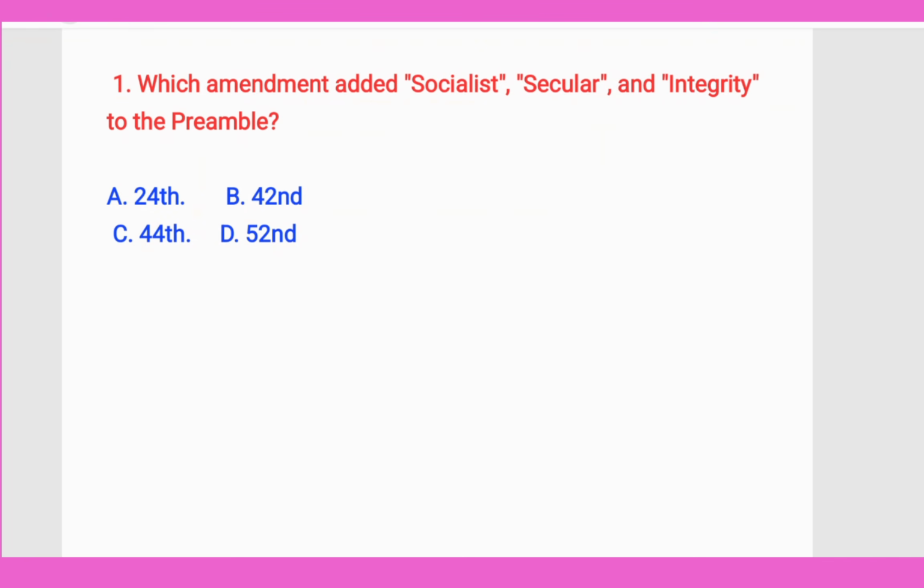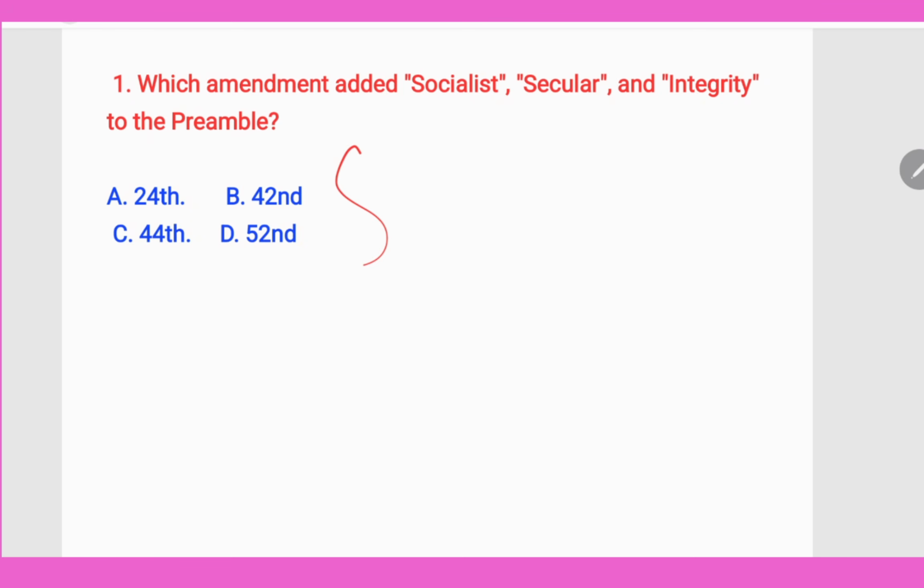Okay, today we'll discuss a session about Indian polity MCQ. It is the very most important MCQ according to previous year questions based on TCS pattern. Okay, we'll discuss MCQ and through this MCQ we will discuss some concepts which can be asked through this question. Okay, the first question is which amendment added socialist, secular and integrity to the preamble?